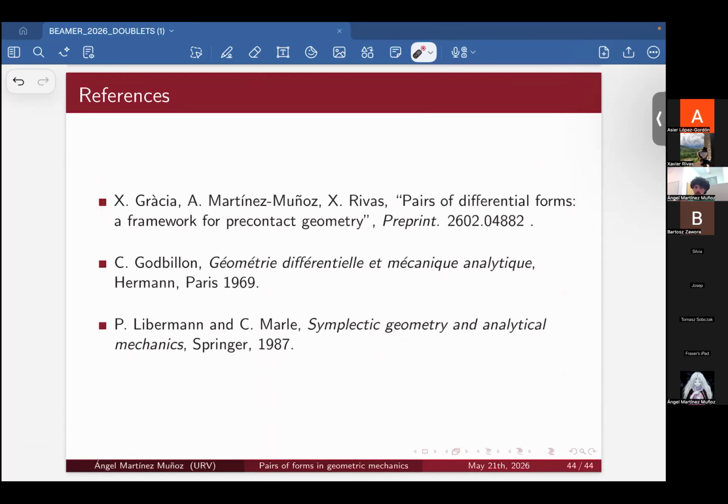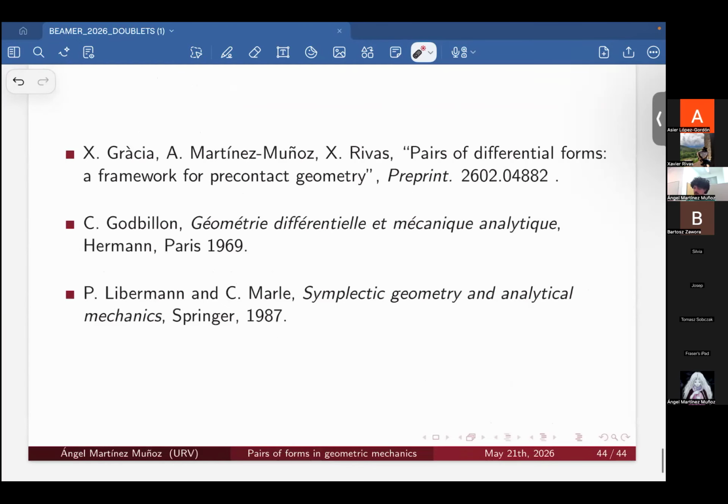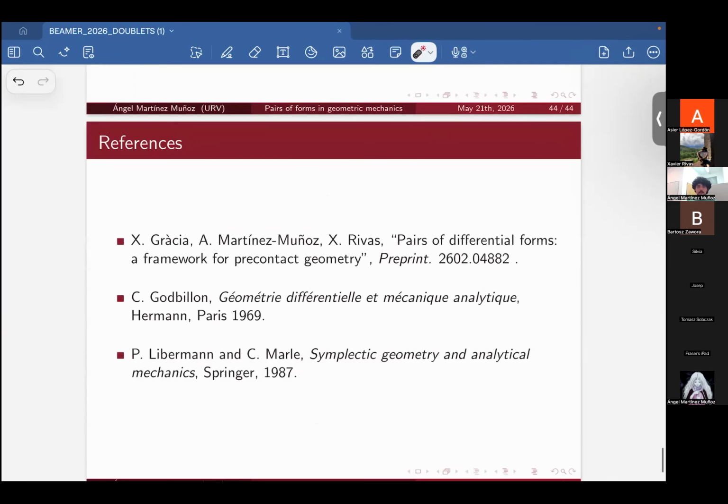And then, just to finish, here are some of the references. This is the preprint I explained, basically. So this whole talk was based on this preprint we published in February. And then, as a couple of references that were very useful to us, there is the book by Godbillon, and the book by Lieberman and Molino, where you can find some constructions similar to this one and some results and some nice stuff. So yeah, thank you very much. That's all.